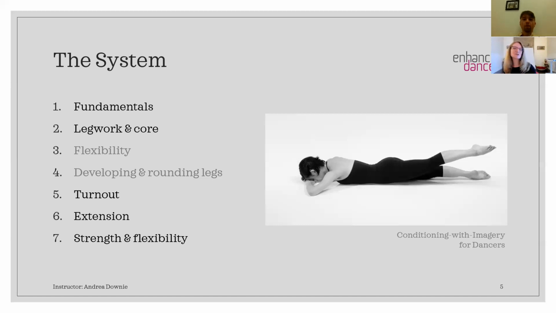And then the fifth section is about turnout, so working on turnout and endurance of the muscles around the hip. And then we flip over onto our stomachs, or prone, as this dancer is here, and work on extending the spine. So coming up into that back space, but against the pull of gravity, and then working on the muscles of the back of the body. So that's both the upper and lower parts of the body, but all of those muscles along the back. And then a final strength and flexibility section.